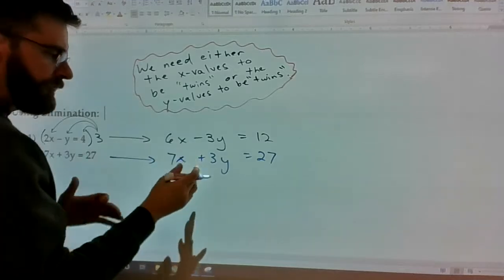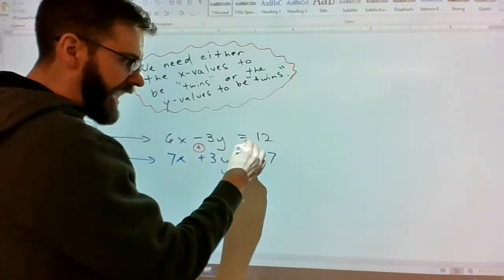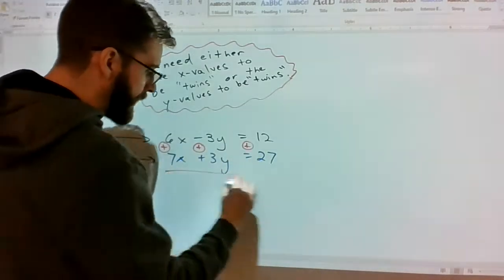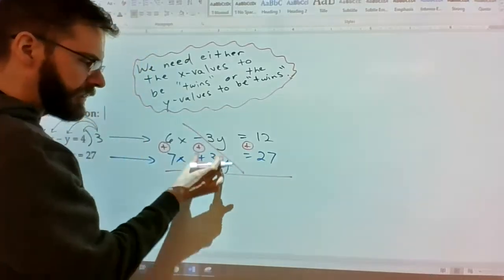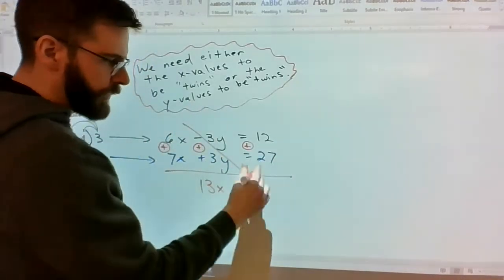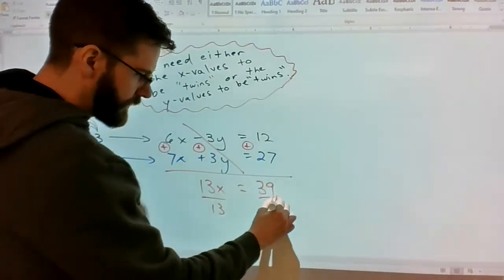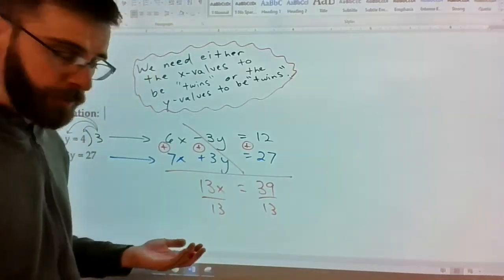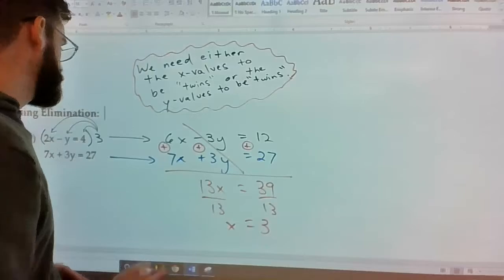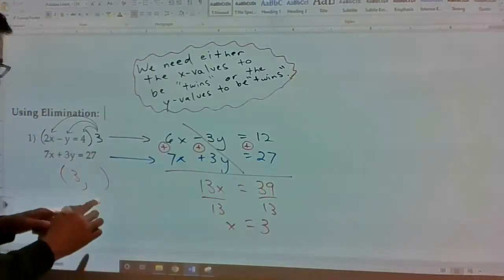All right, the next move is adding this column will eliminate the variable. So if I add here, then I have to add here and I have to add there. Just make sure it's consistent, right? So adding the column eliminates the y value. 13x is equal to 39, and then you can solve for x. And again, you can double check these things on your calculators now. x is equal to 3. So our answer is going to be 3 comma some y value.